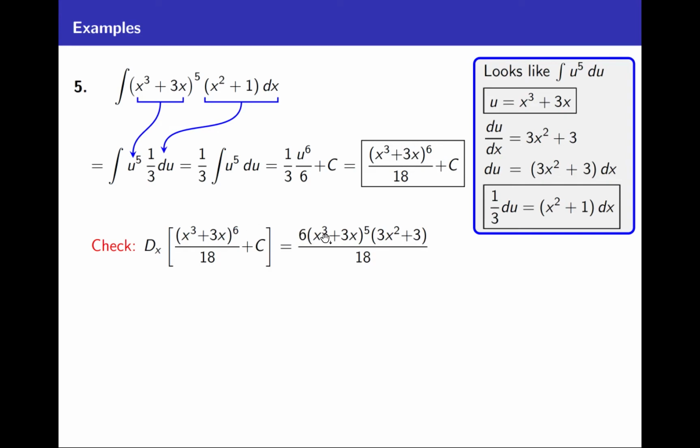You get 6 times (x cubed plus 3x) to the power of 5 times the derivative of x cubed plus 3x, which is 3x squared plus 3. And now there's a 3 that factors out of the 3x squared plus 3, and that would multiply by the 6 to give you 18. Cancel with the 18 on the bottom, and this works out to be (x cubed plus 3x) to the power of 5 times (x squared plus 1). And yes, it matches the integrand, so we did the work correctly.